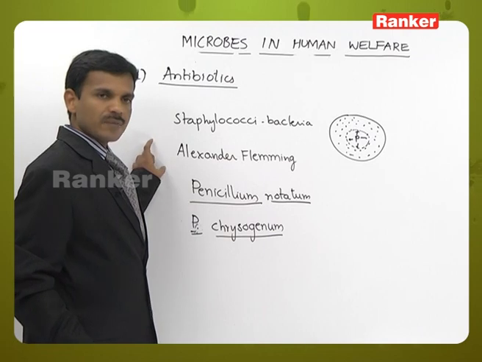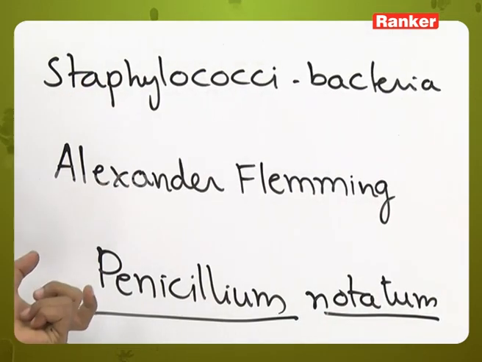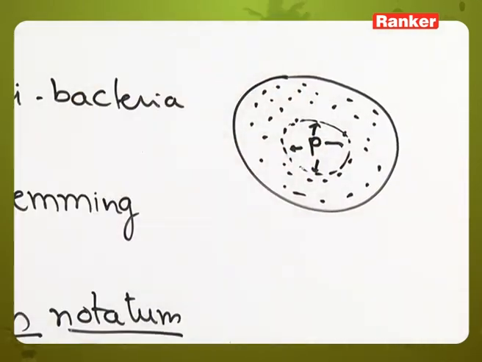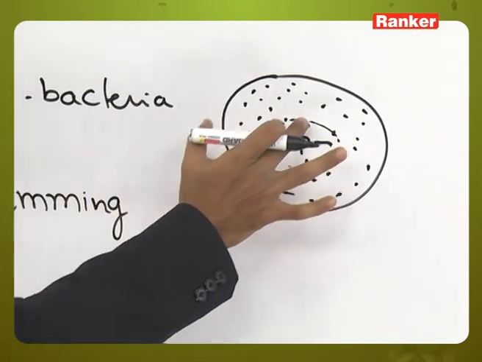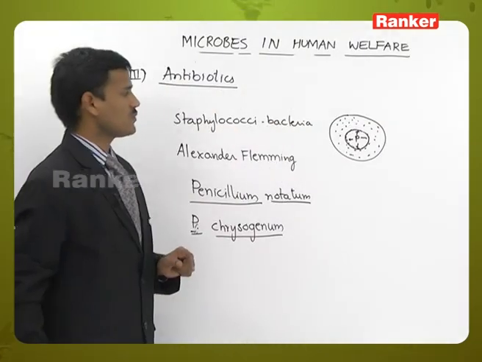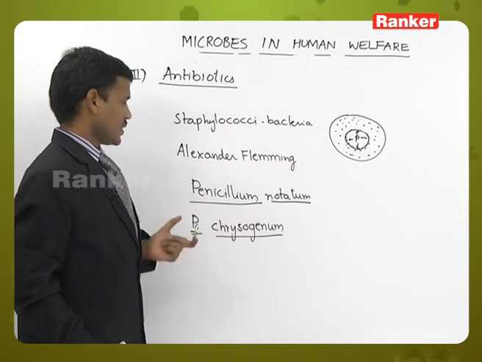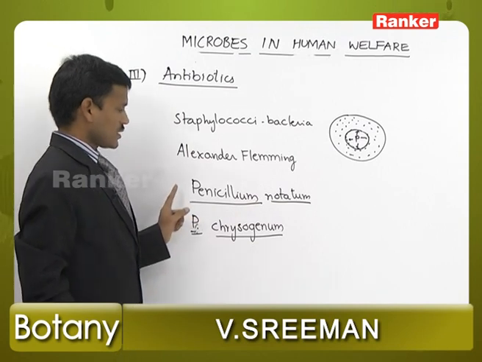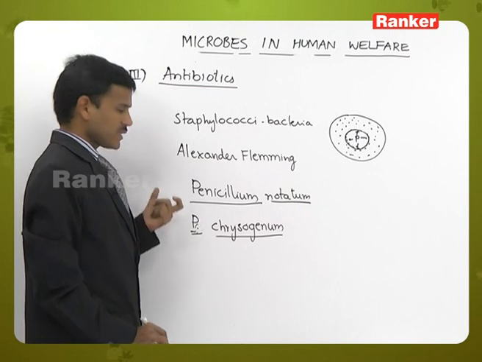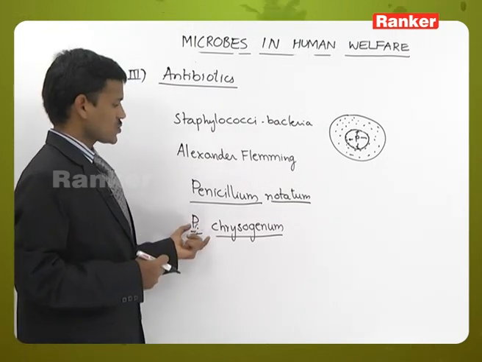Discovered by Alexander Fleming while he was studying Staphylococcus bacteria. He observed one fungus growth inhibiting the growth of other bacterial members. Here no bacteria are present. Here no bacteria are growing in this area. Why? Because the Penicillium fungus member is there, inhibiting the growth of bacteria. So first he identified the penicillin antibiotic in Penicillium notatum. It is extensively extracted from Penicillium chrysogenum.